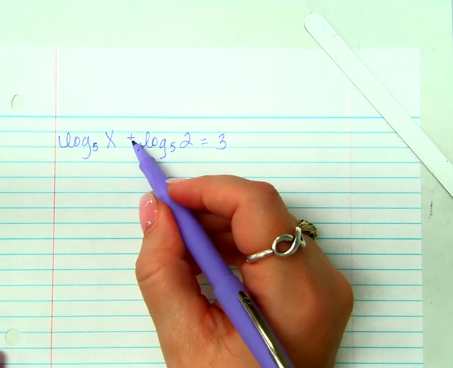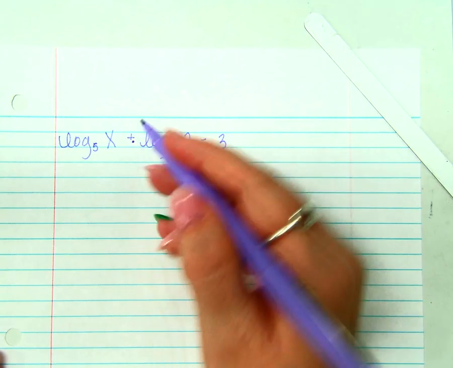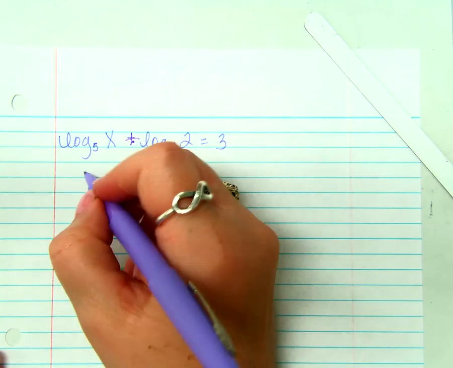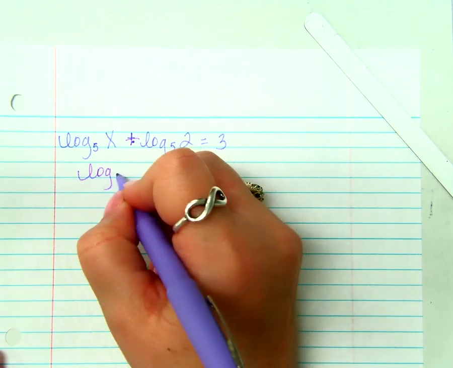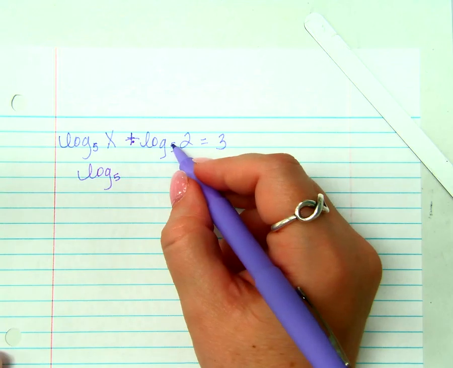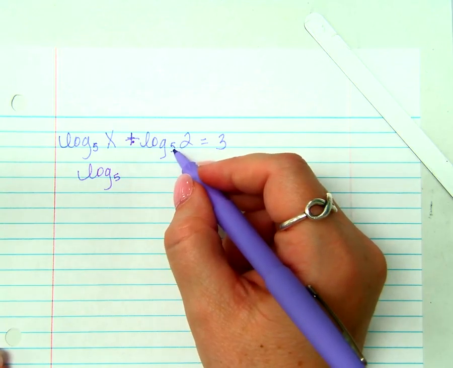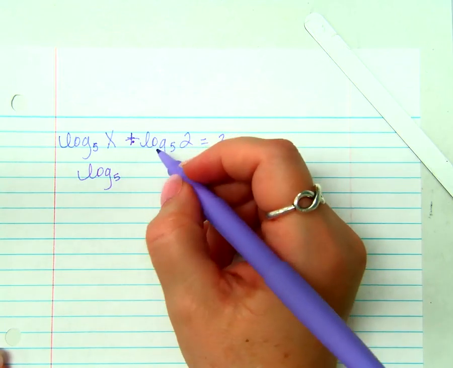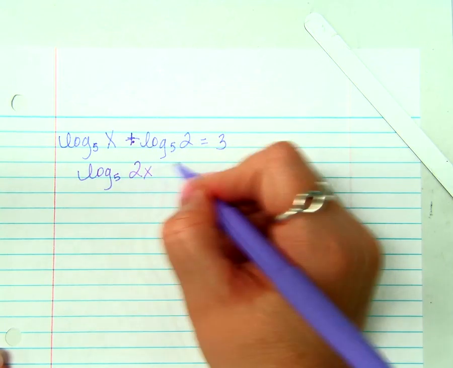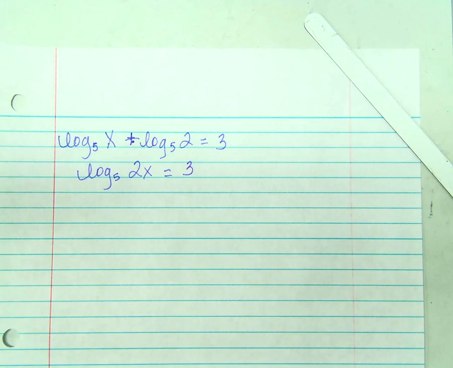So when they're adding, what do we do with the arguments? We multiply, right? So we rewrite this as log base 5 of x times 2. We should probably write 2x, right? Just so it's in the right order. You know how mathematicians are. Equals 3. If it's in logarithmic form, what should we try?